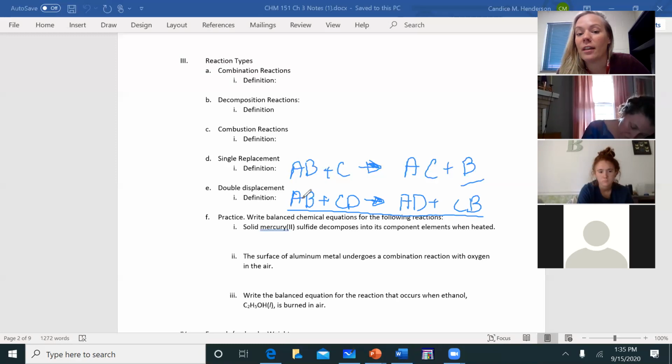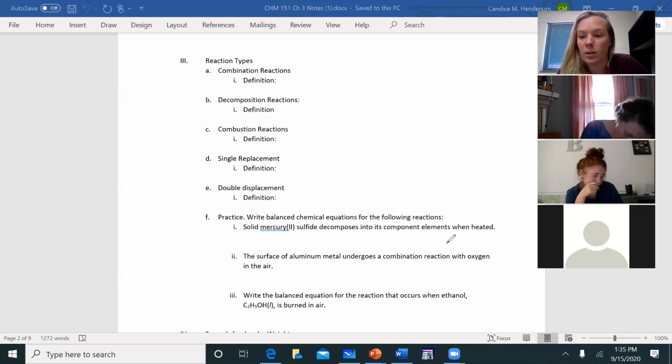So you're never gonna get the metal with the metal. You're never gonna get the non-metal with the non-metal. You're gonna get the 2 metals swapping places. So we get a metal and a non-metal and a metal and a non-metal. So single displacement, one gets booted, double displacement, they swap partners. Let's look at a couple examples of single and double displacement. Let's see if we can find some earlier up on the slides here.